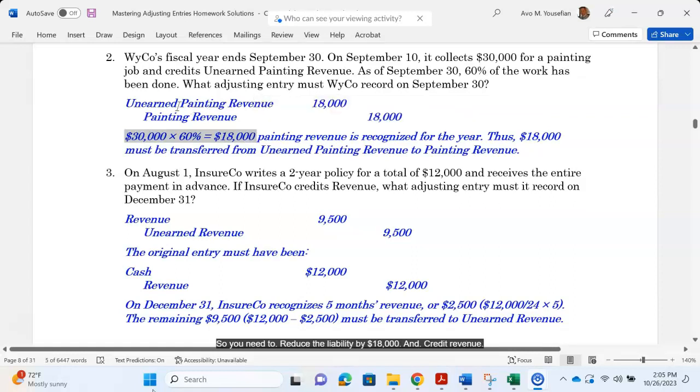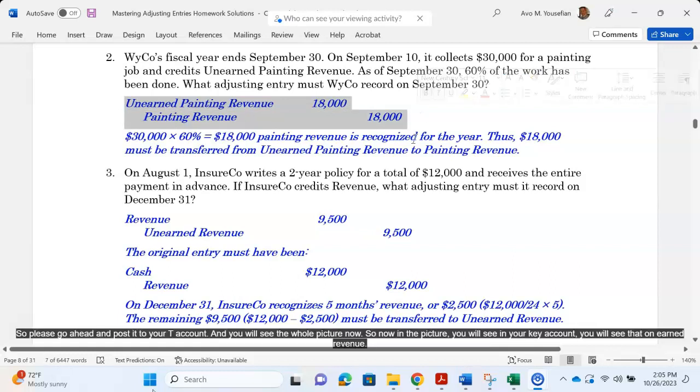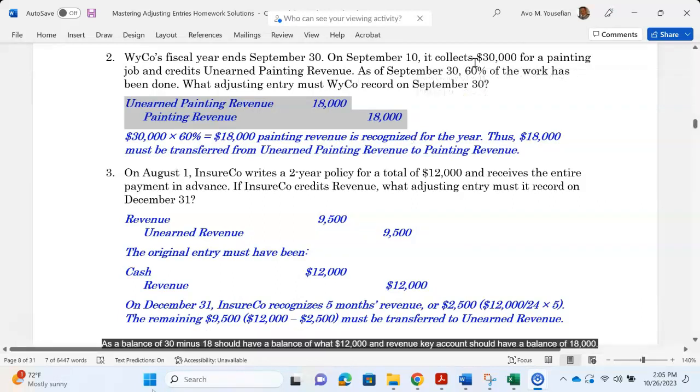So you need to reduce the liability by $18,000 and credit revenue. So please go ahead and post it to your T account, and you will see the whole picture now. You will see that unearned revenue has a balance of 30 minus 18, $12,000, and the revenue T account should have a balance of $18,000. And it's very important to do this T account.